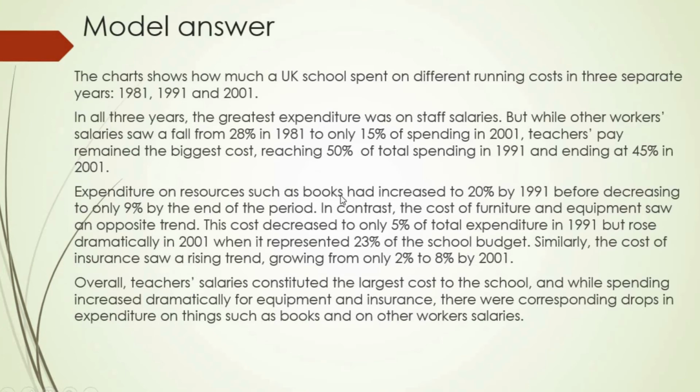Expenditure on resources such as books had increased to 20% by 1991 before decreasing to only 9% by the end of the period. In contrast, the cost of furniture and equipment shows an opposite trend. As I mentioned, the cost decreased to only 5% of total expenditure in 1991 but rose dramatically in 2001 when it represented 23% of the school budget. And similarly, the cost of insurance saw a rising trend, as I mentioned, growing from only 2% to 8%.